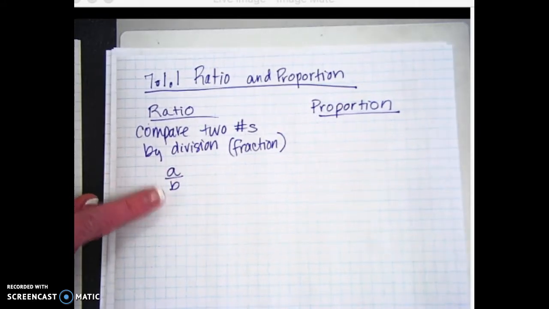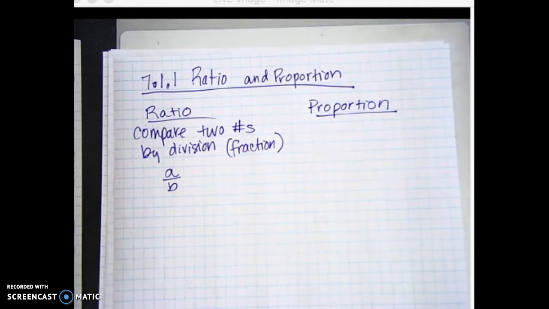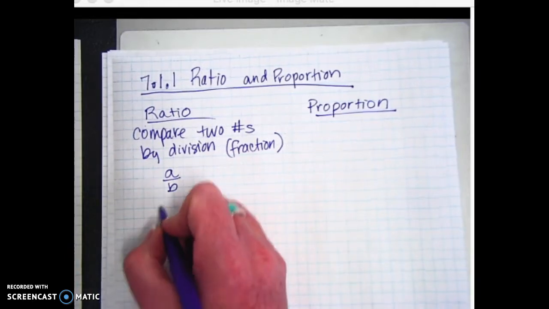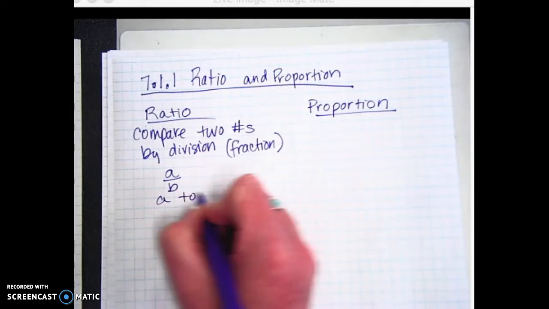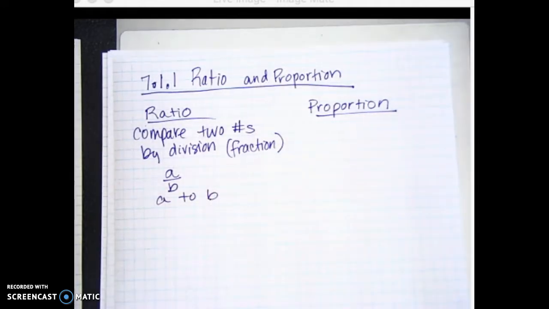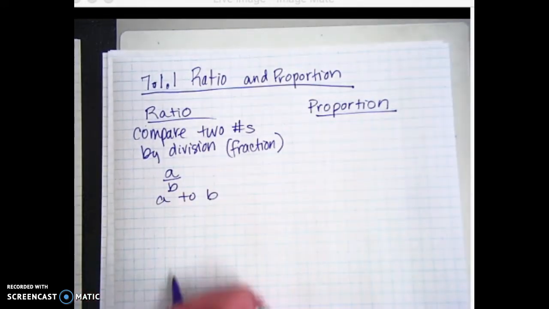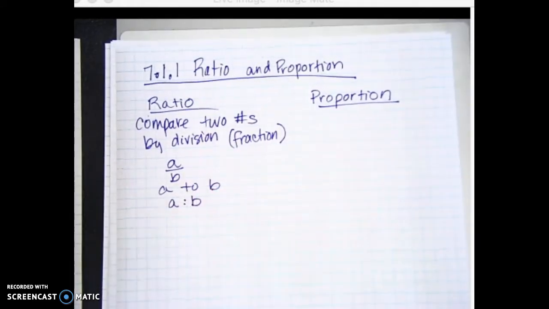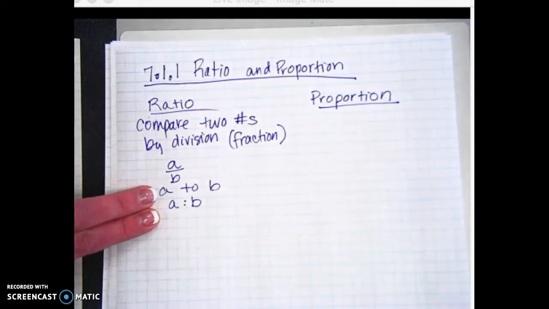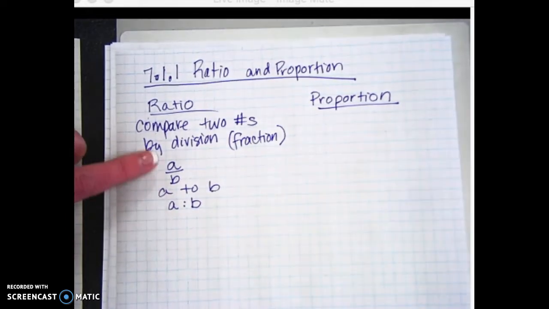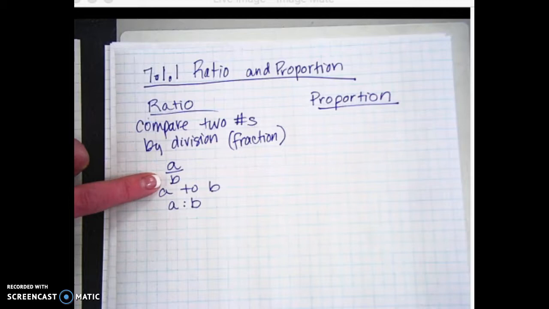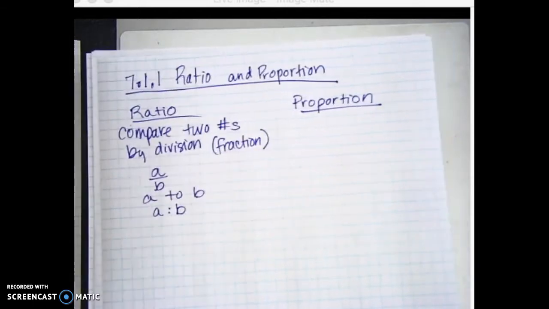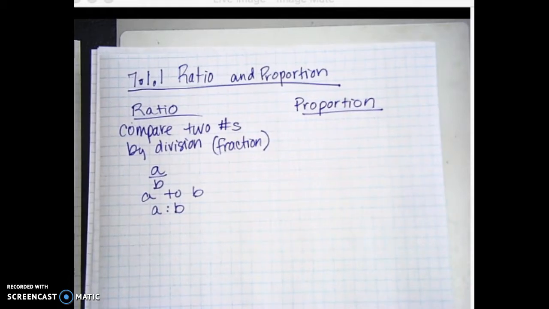Sometimes they're dealt with in units, okay? Another way to write it is to put the word to, T-O, in the middle, A to B. And then the third way is to use a colon. So you could see it like this. Generally, if I see it in one of these two ways, I just rewrite it like this as a fraction. Okay. So that's a ratio.